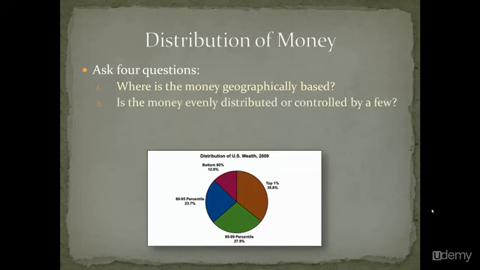The second question we tend to ask is: is the money evenly distributed or controlled by a few? And this is a very misunderstood question. So I've included a graph here of the United States wealth distribution. If you take a look at the bottom 80%, they control 12.8% of the entire wealth of the United States, whereas the top 20% control 87.2%. The top 1% control 35%, and this has been increasing over time.